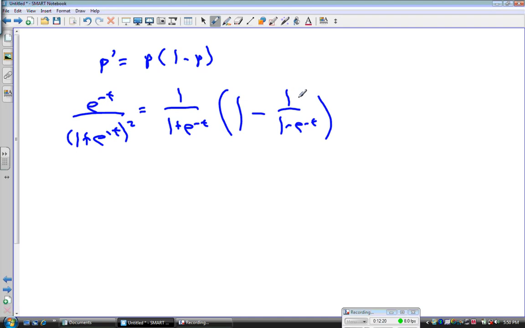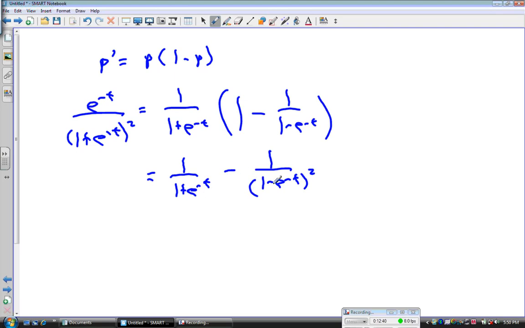How did we do this here? I forget what I did. Oh, yeah, okay. So let's distribute, and you get 1 over 1 plus e to the negative t, minus 1 over (1 minus e to the negative t) squared. Well, that's promising, because we had that in the denominator there.